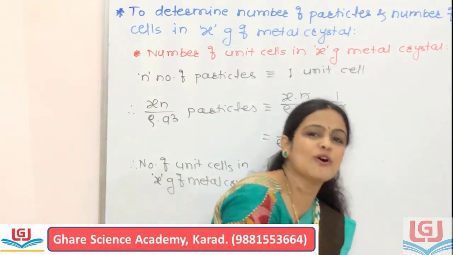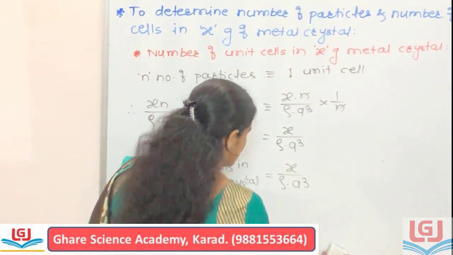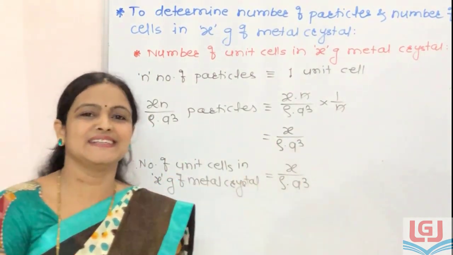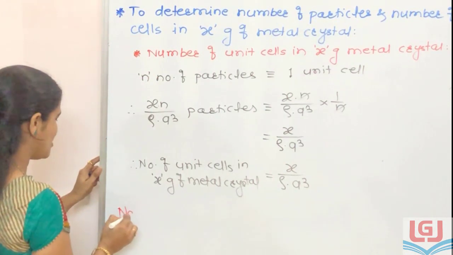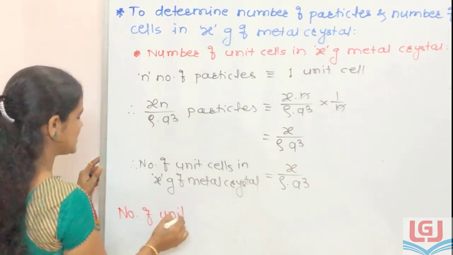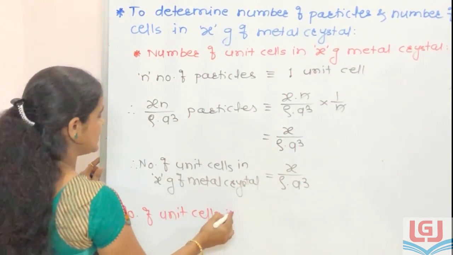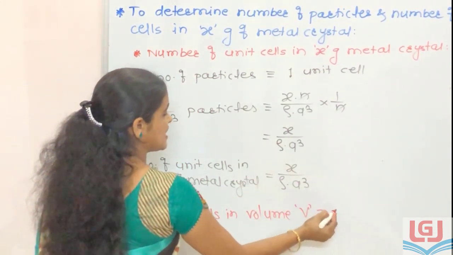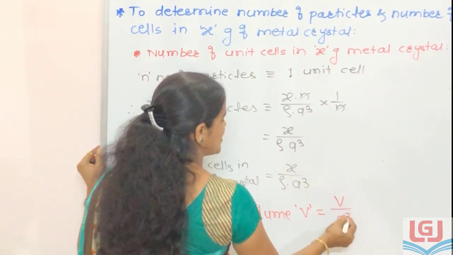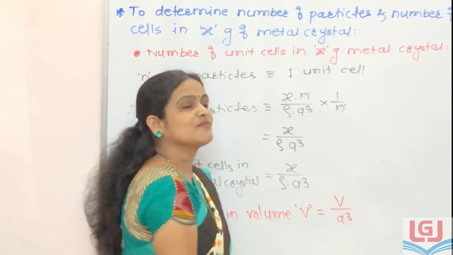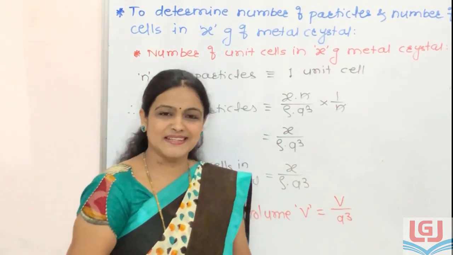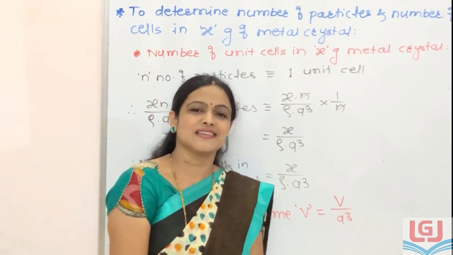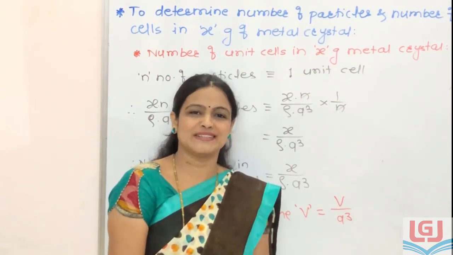Now from volume of unit cell, the number of unit cells can be determined. Number of unit cells in volume V are equal to V upon a cube. From these equations, we can determine the number of particles, number of unit cells in x gram of metal crystal.